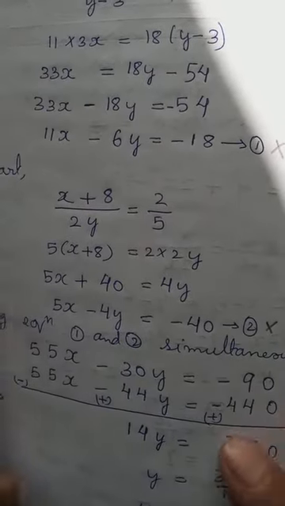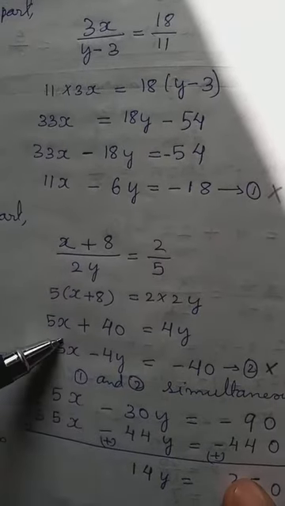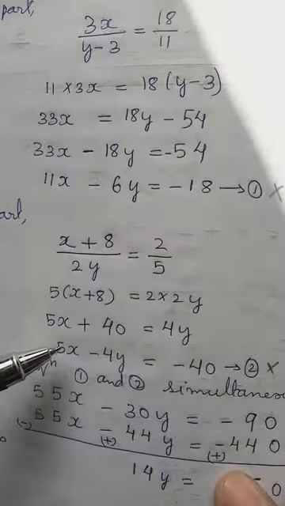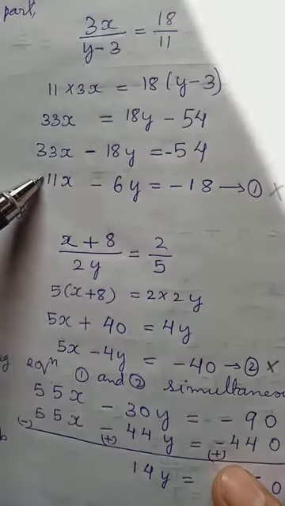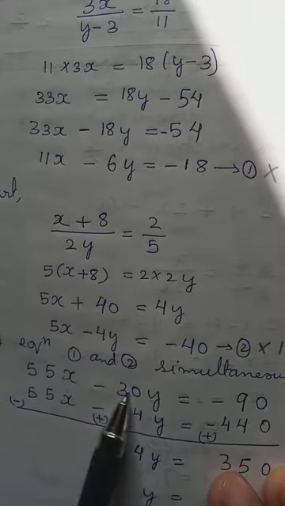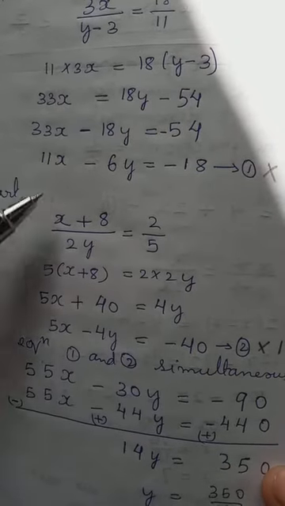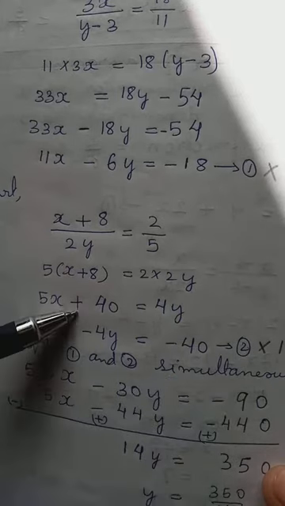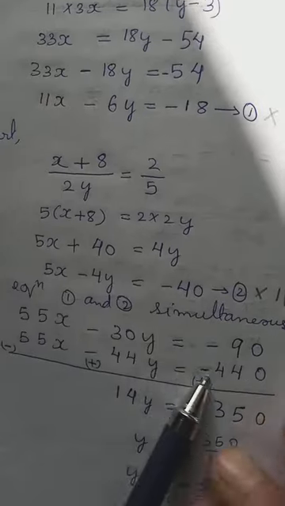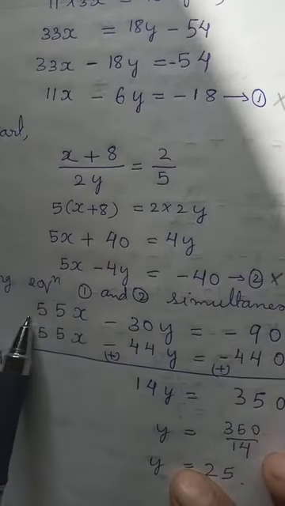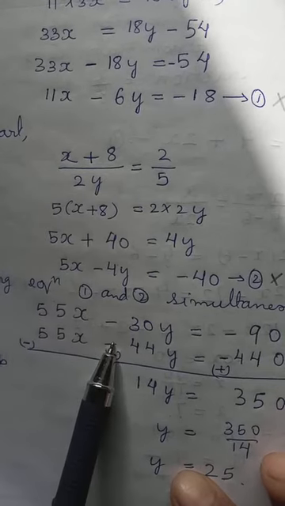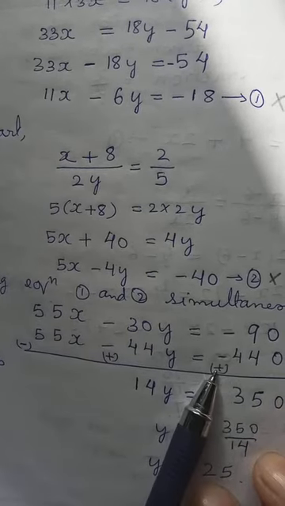So now we can equate them. Here we have 11, here we have 5. So we cross multiply to make them equal. 5 into 11, 5 into 6, 5 into 18. We get this one. Then we take 11, we multiply equation 2. 11 into 5, 11 into 4, 11 into 40. We get this one. So both signs are plus, we subtract. Minus into plus is minus, minus to minus becomes plus.